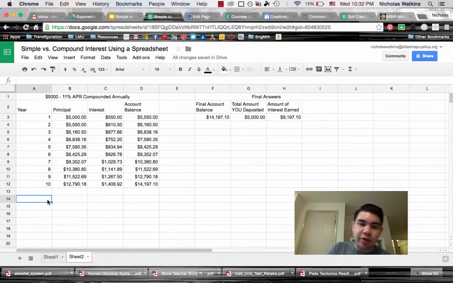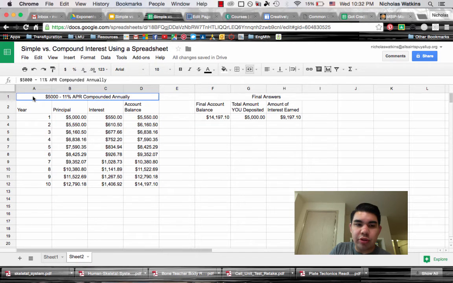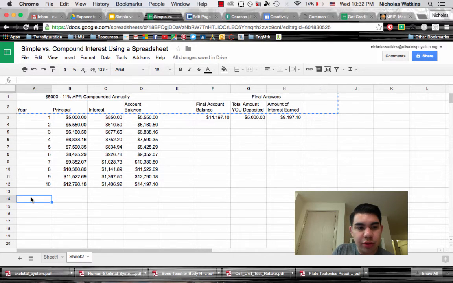Down here, we're going to start another table. We're going to use the same labels up here. So let's go ahead and highlight from about A2 all the way to I2. Okay, so highlight that, and we're going to copy it. On your computers, you can press Control C. You see it'll get a little outline. Let's go down to about A14. We're going to paste that. So Control V.